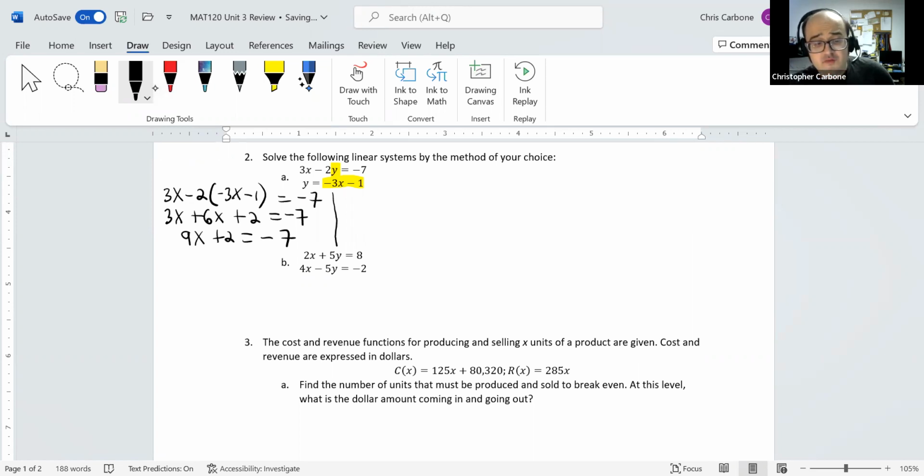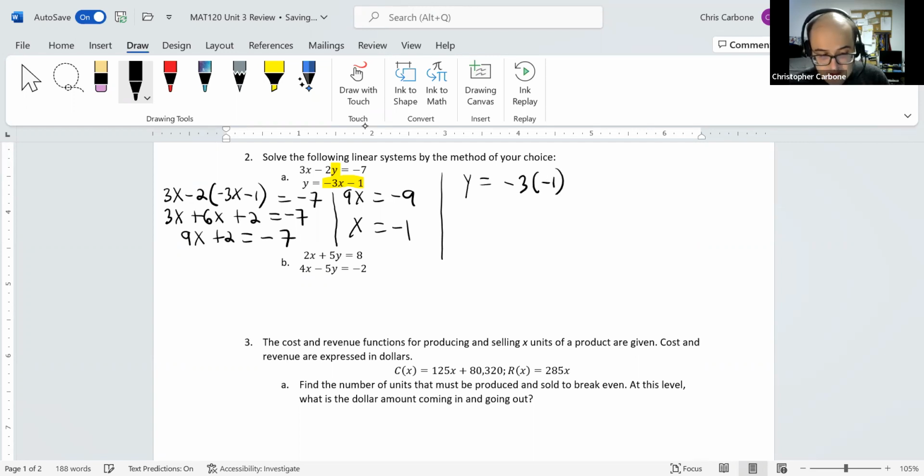We could subtract the 2 from both sides to get 9x is equal to -9. And then finally, dividing by 9, we would get a value of x to be -1. So now that we got that, we could put -1 in for x in really either equation. I'm going to use the second one though, just because it's already solved for y.